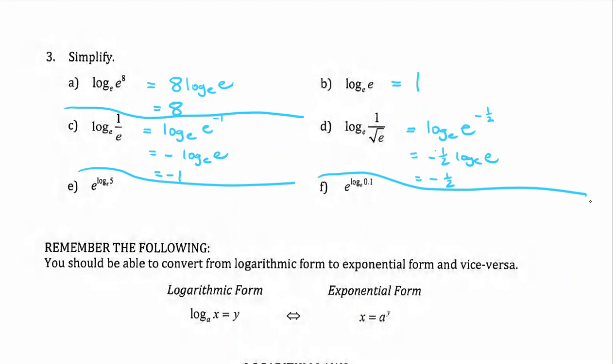Question E. Log base e of 5. What does that equal? E to the log base e of 5 is 5. Because I have the same base here, the e and the log base e will cancel each other out, and it is just equal to 5. Same thing for F. You've got e here, and it's a log base e, so they will cancel each other out, and it's just going to be equal to 0.1.